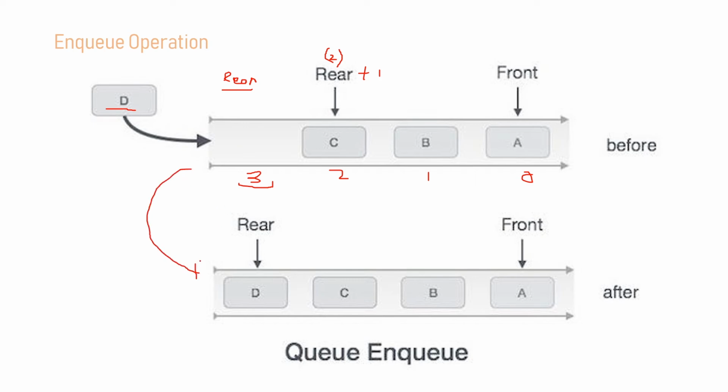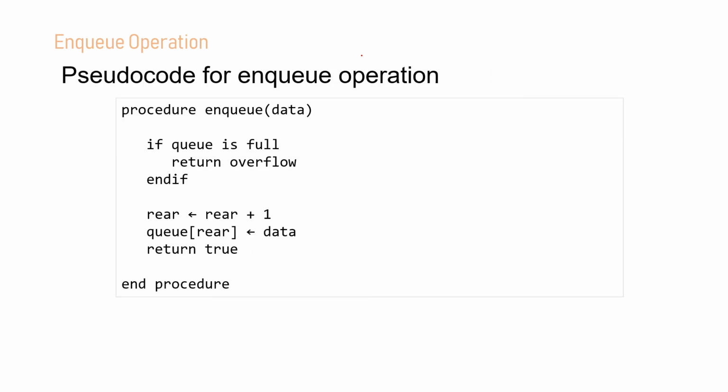So magkakaroon tayo ngayon ng data elements which are A, B, C, and D. Ang front natin is A, ang rear natin is D. At tandaan nyo na dapat sa queue, isa lang dapat ang front, isa lang dapat yung rear. Walang middle, ano? So, unahan at hulihan lang ang kailangan natin consider. So, next. Ito yung pseudocode natin for NQ operation.